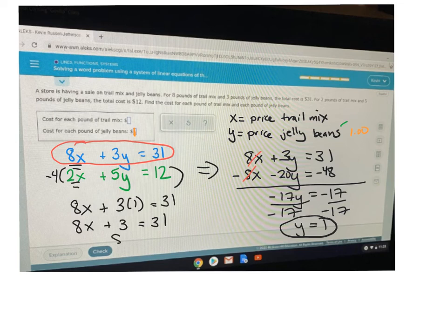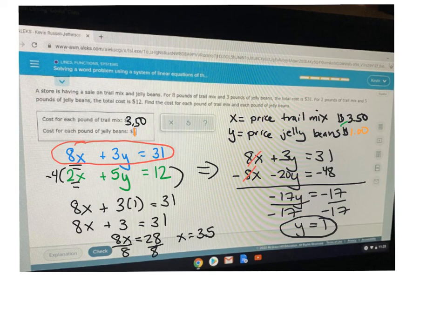I'll subtract 3 from both sides. So 8x equals 28. And then I'll divide both sides by 8. And that should give me x equals 3.5. So the trail mix is $3.50 per pound. So $3.50 per pound for the trail mix and $1 per pound for the jelly beans.